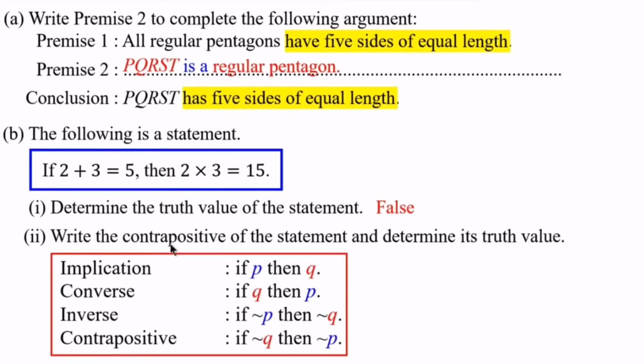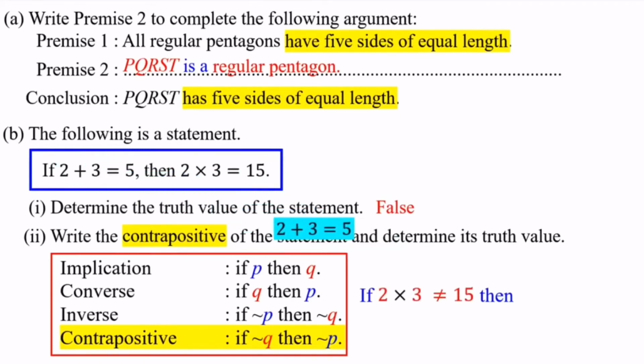Okay, for the next one, you are asked to write the contrapositive for the statement and determine the truth value. So you have to follow exactly the pattern here. If not Q, so you have to negate the Q, then not P. That is the contrapositive: you negate the Q, then you negate the P. So the Q comes first. So if 2 times 3 is not equal to 15, just now it is equal to 15, now you have to negate, you make it not equal, just cut the equal sign. Then you also have to negate the P statement, so 2 plus 3 is not equal to 5. So that is how you do the contrapositive.